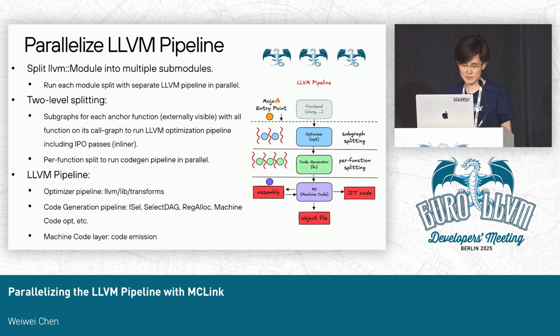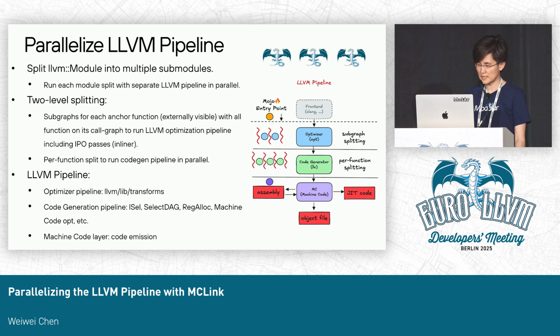We do two levels of splitting. The first level is that we split the LLVM module into subgraphs based on anchoring functions. Anchoring functions are externally visible functions. When we split the graph, we keep all the functions on the function call stack in the same subgraph, so that we can run transformation passes, including the IPO passes, and get pretty much the same effect. Further down, once we finish the transformation, we split the subgraph further into per-function modules and run codegen in parallel for each function.